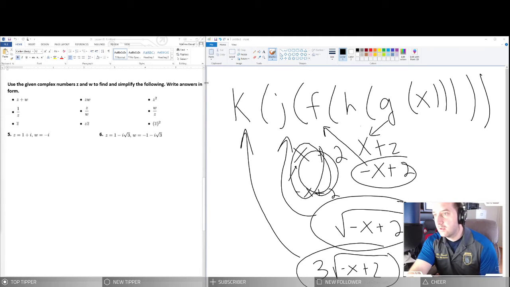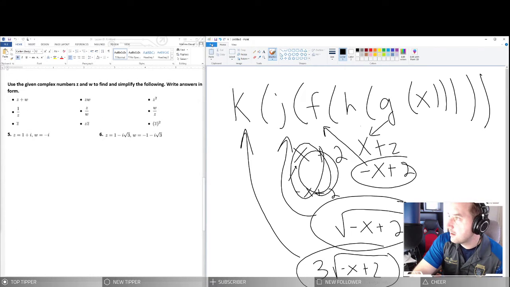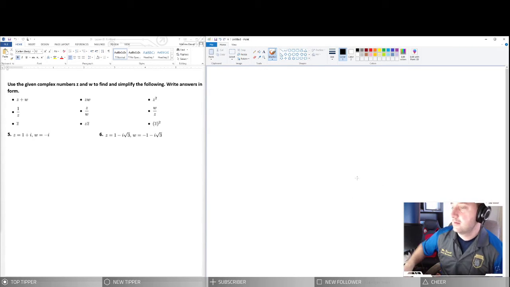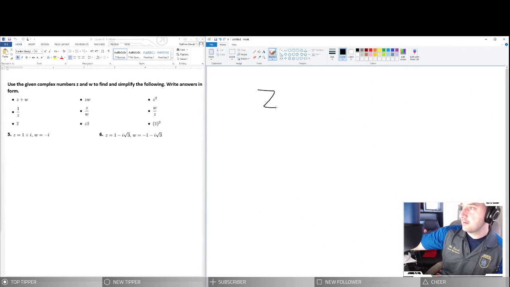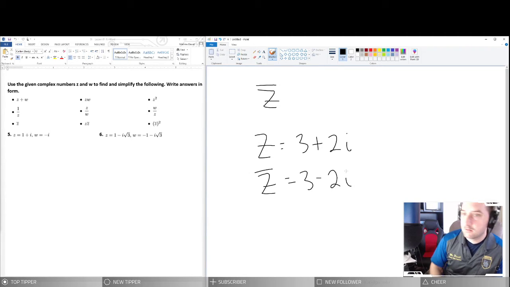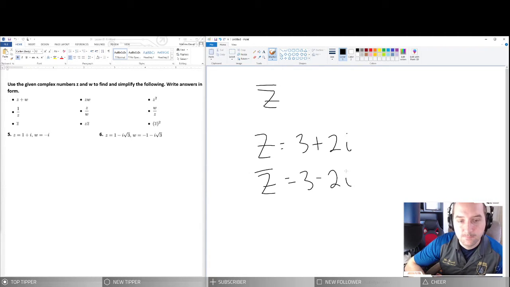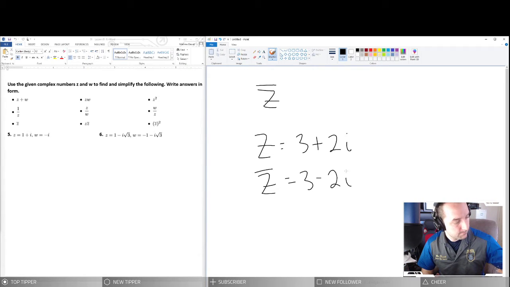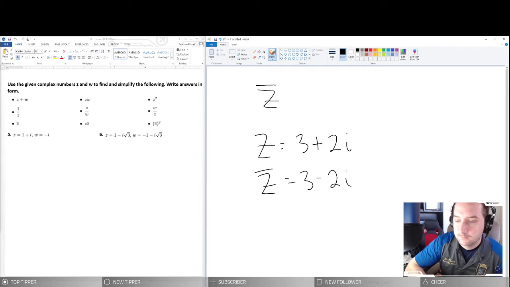All right. So any questions on the complex numbers part? Just remember that z bar means the conjugate. So if z is 3 plus 2i, then z bar would be 3 minus 2i. Any on the adding or multiplying or dividing?